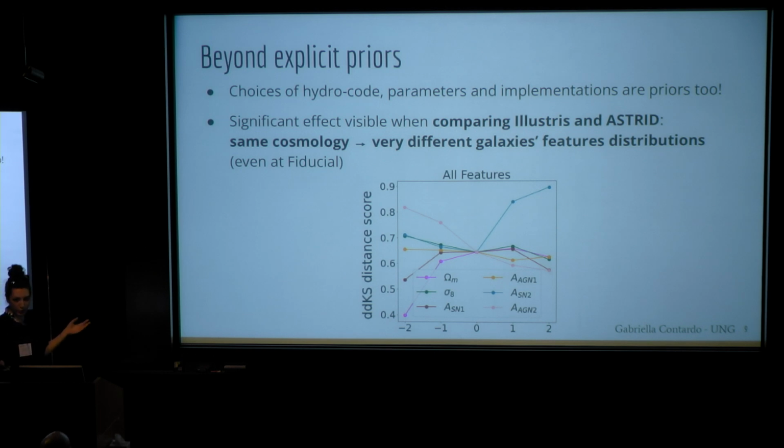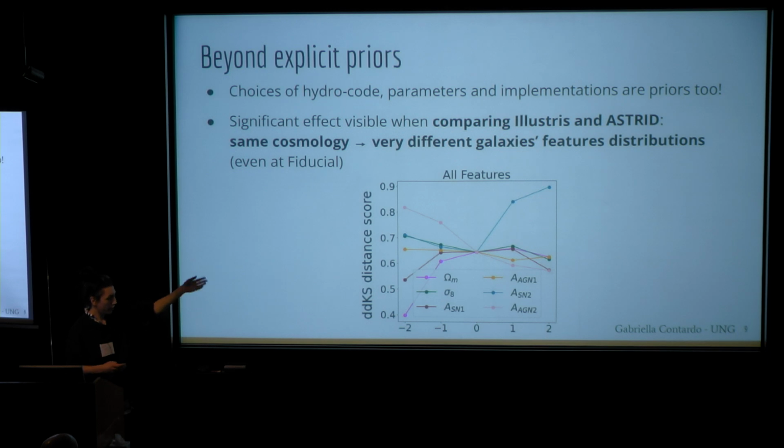I think you would expect that, right? But this plot is giving you a metric of distance between the distributions, and same thing, now instead of comparing against fiducial, I compare Illustris against Astrid. What it tells you is that even at fiducial, your fiducial distribution in this 13D feature space looks different. Again, that might be expected, right? But you still need to observe that.